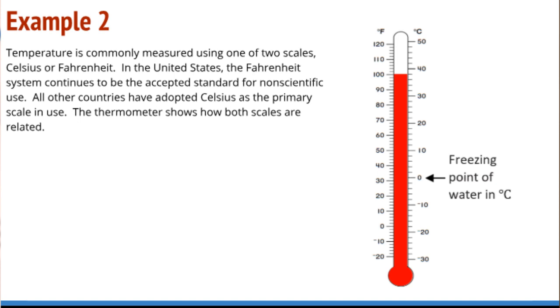The thermometer shows how both scales are related. So we have this image of a thermometer, and we can take a moment here and analyze the number lines that we have. First, we have a vertical number line, and on the left-hand side here we have Fahrenheit, and on the right-hand side here we have Celsius. Now, as I look at these number lines, I will notice that they're both counting by basically the same things here. But the big difference is how far apart the numbers are that they're counting.